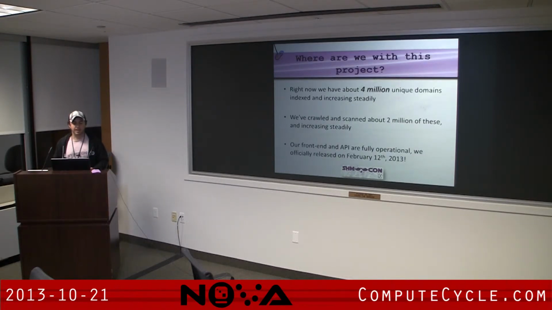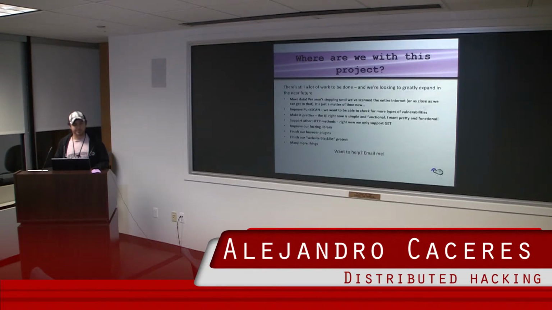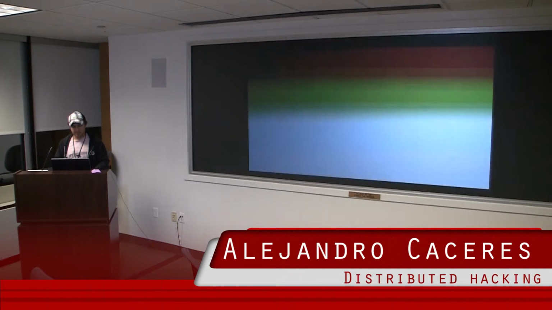So where are we? Right now we have about 4 million unique domains in the system. We've scanned about 2 million of these, and that's obviously increasing steadily. The system's running right now. It's fully automated at this point, so it's really just a matter of time. The front-end and API were released at ShmooCon last year. So, at punk on Twitter or at Hyperion Gray if you want to know more. PunkSPIDER.HyperionGray is the site, which I'm actually going to show you right now.